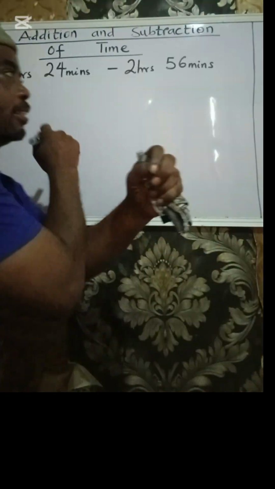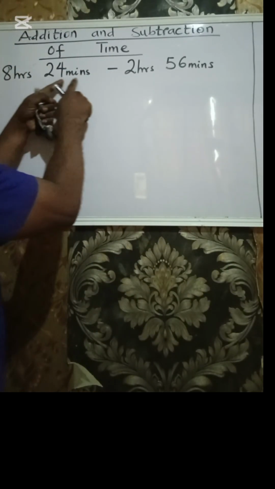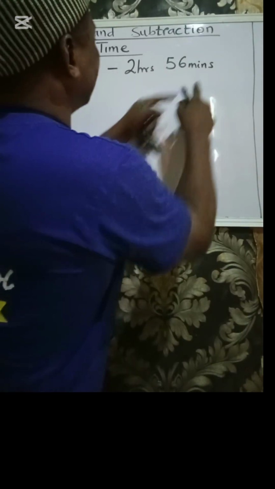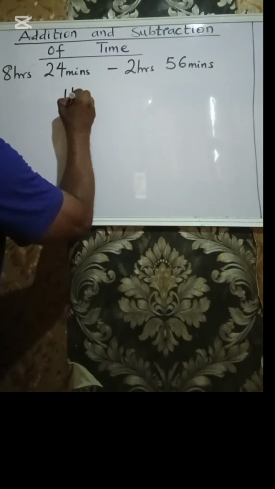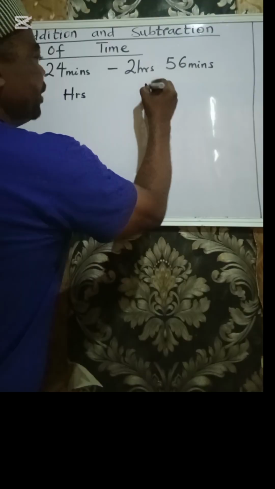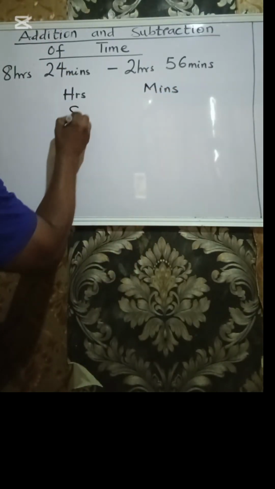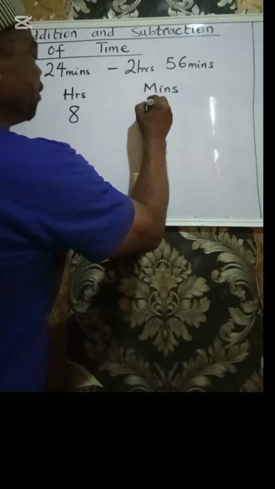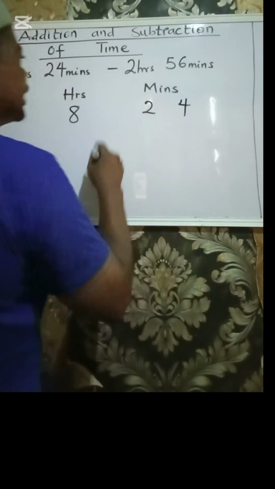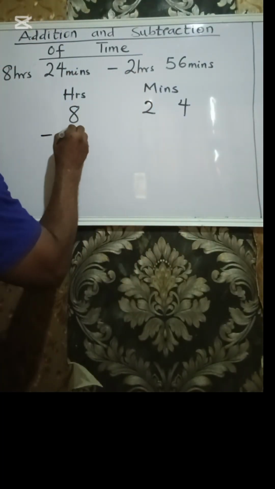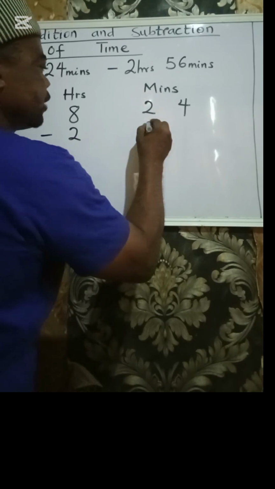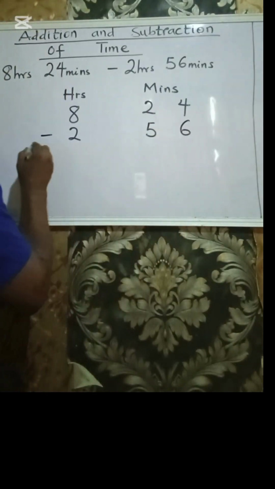Let's do it. This is subtraction. Let us see how we are going to do this: 8 hours 24 minutes minus 2 hours 56 minutes. Alright, we do the same thing, hours and minutes. So this is 8 hours and 24 minutes, then minus 2 hours 56 minutes.